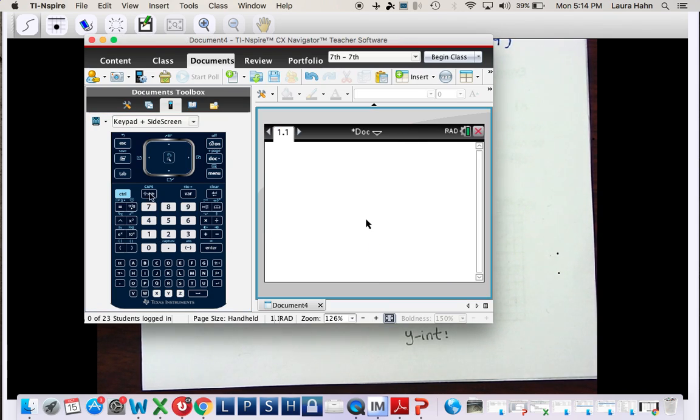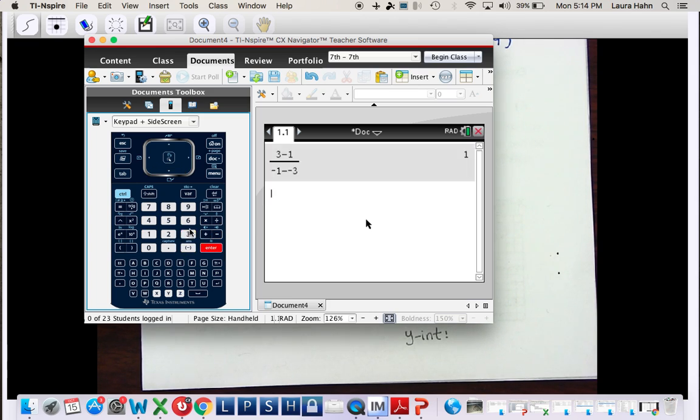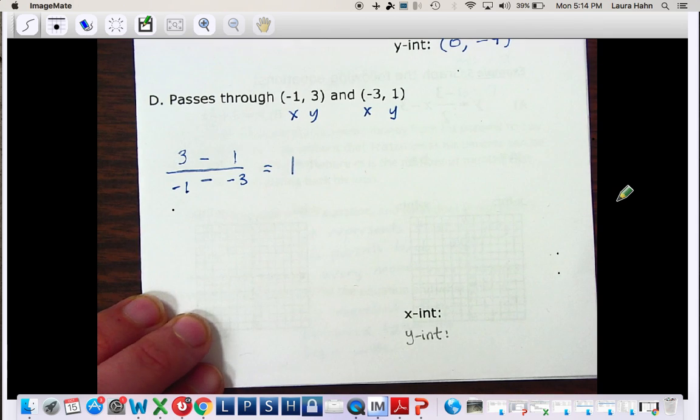From here we type it in exactly as we see it so we don't make any silly mistakes. And then I'm going to press Control Divide. On the top I have 3 minus 1. On the bottom I have negative 1 minus negative 3. And that comes out to be a positive 1. Alright, so that's our slope.